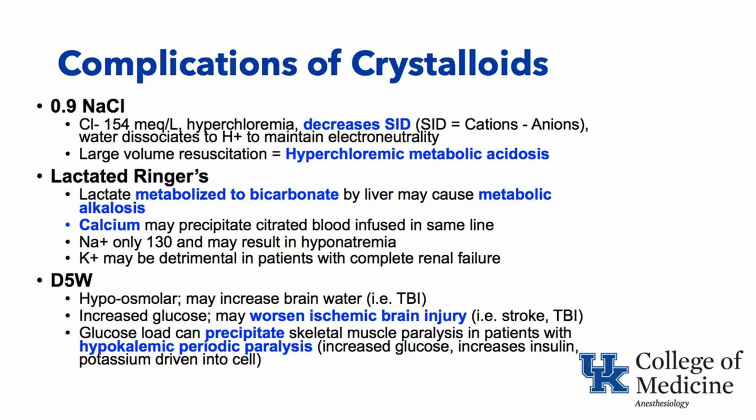In patients with hypokalemic periodic paralysis, a disease in which under conditions of low potassium they can get skeletal muscle paralysis. They still breathe, but they have skeletal muscle paralysis. A glucose load can do this. Why? Because if you give them a large glucose load, for example dextrose, the body's glucose goes up, insulin is released, insulin drives the glucose into the cell, insulin also drives the potassium into the cell. As the potassium goes down, the patient is hypokalemic and can precipitate hypokalemic periodic paralysis.